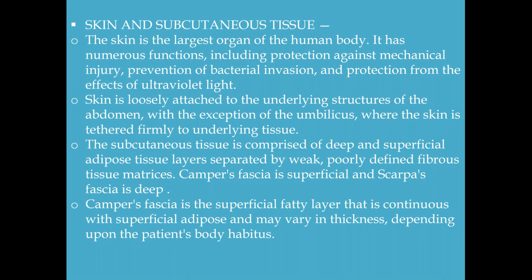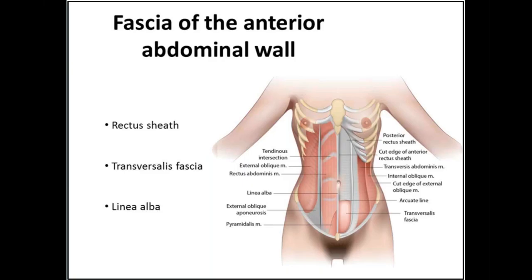And the subcutaneous tissue is comprised of deep and superficial adipose tissue layers separated by weak, poorly defined fibrous tissues. Camper's fascia is superficial and Scarpa's fascia is deep. And Camper's fascia is the superficial fatty layer that is continuous with superficial adipose and may vary in thickness depending on the patient's body habit. This is generally about the fascia and skin.